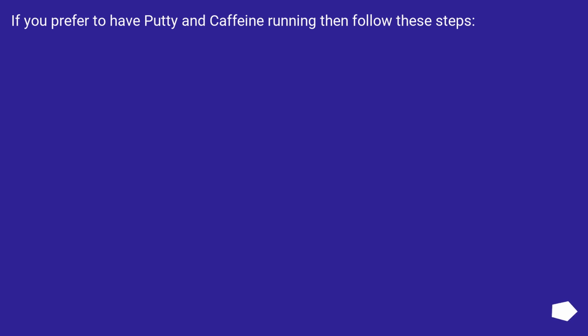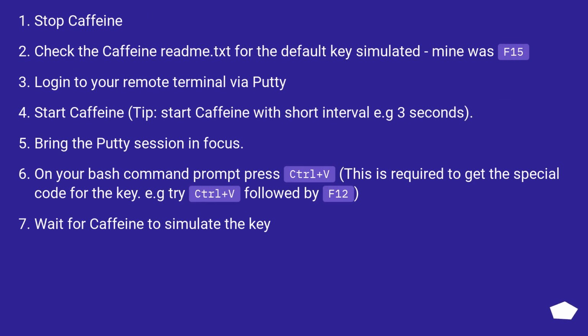If you prefer to have PuTTY and Caffeine running, then follow these steps. Stop Caffeine. Check the Caffeine readme.txt for the default key simulated. Mine was F15. Log into your remote terminal via PuTTY. Start Caffeine. Tip: start Caffeine with a short interval, e.g. 3 seconds.